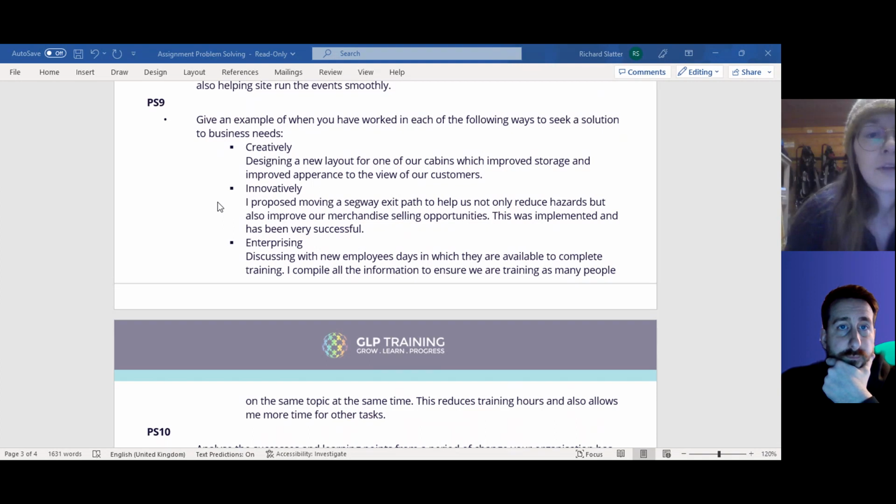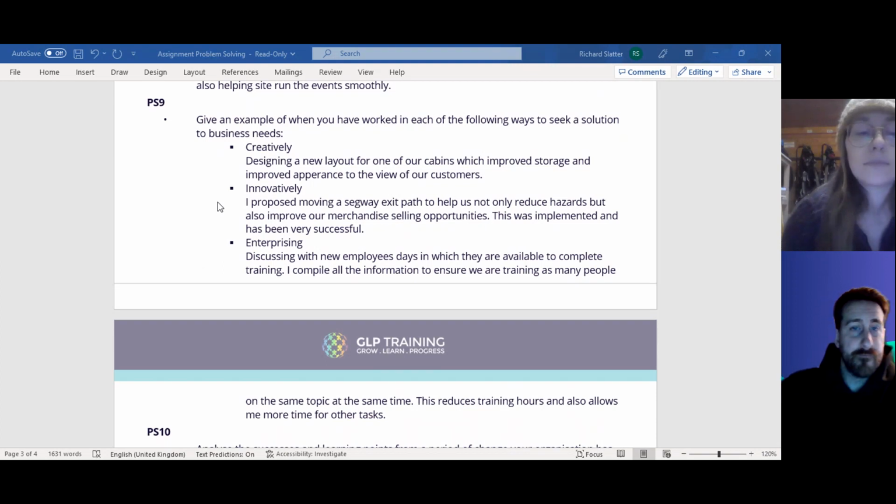Enterprising, discussing with new employees days in which they are available to complete training. I compile all the information to ensure we are training as many people on the same topic at the same time. This reduces training hours and also allows me more time for other tasks. Excellent.